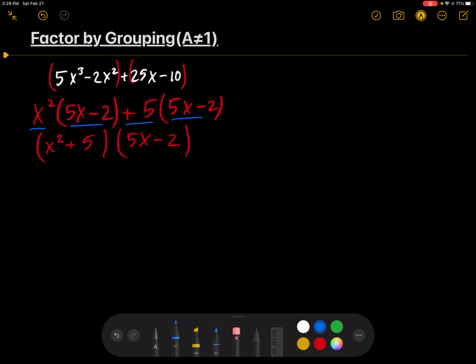So remember, there will only be one. When you simplify it down, there will only be one 5x minus 2. And then that's your final answer. That's all you have to do. X squared plus 5, and then 5x minus 2.